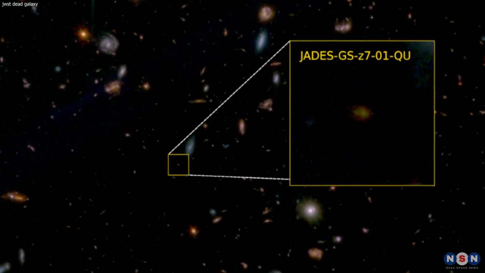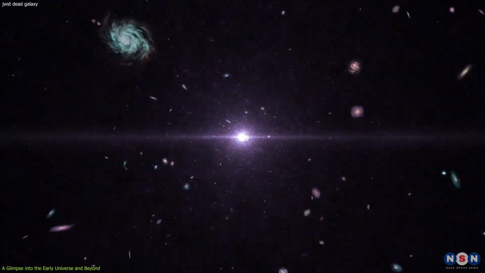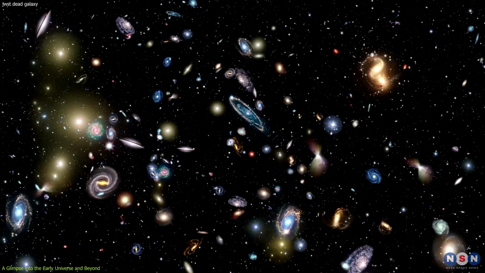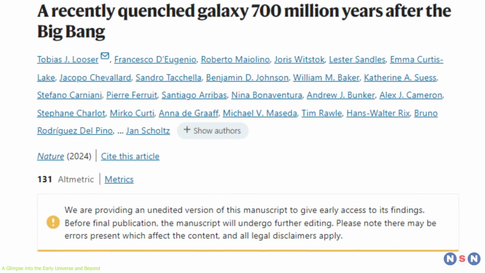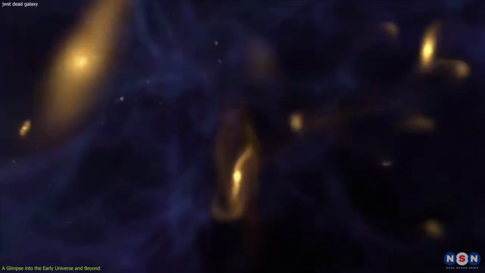Analyzing the dead galaxy can help scientists investigate the conditions that existed during this crucial period. Was the early universe filled with primarily small, compact galaxies like this one? Or were there already diverse galaxy types present? This discovery can help us refine our understanding of how galaxies formed and evolved over billions of years.